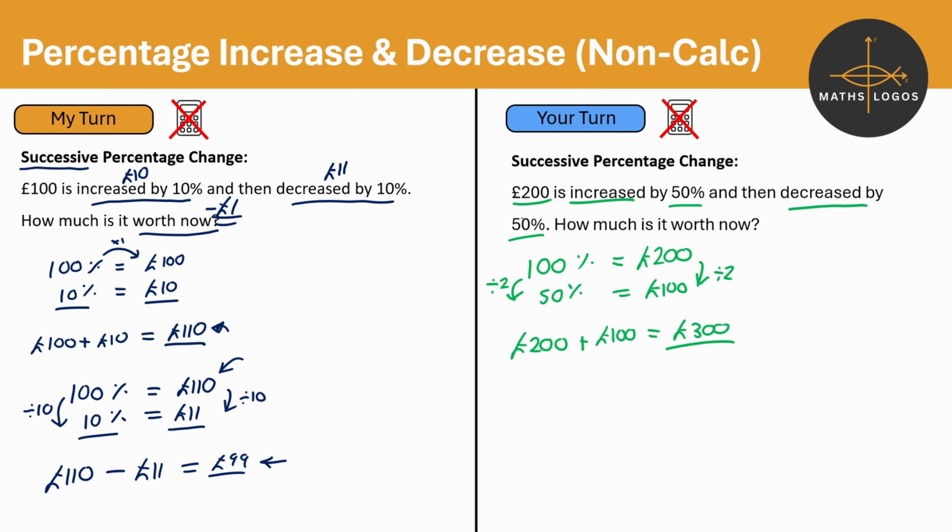It's then decreased by 50%. So this is our new starting point. We'll say 100% is equal to £300 now. And it's going to be decreased by 50%. Let's work out what 50% is. Again, just like before, we divide by 2. So we divide 300 by 2, which gives us £150. And it's been decreased by 50%. So we take our 300, we take away our 150, which gives us £150. So that's how much it's worth now.